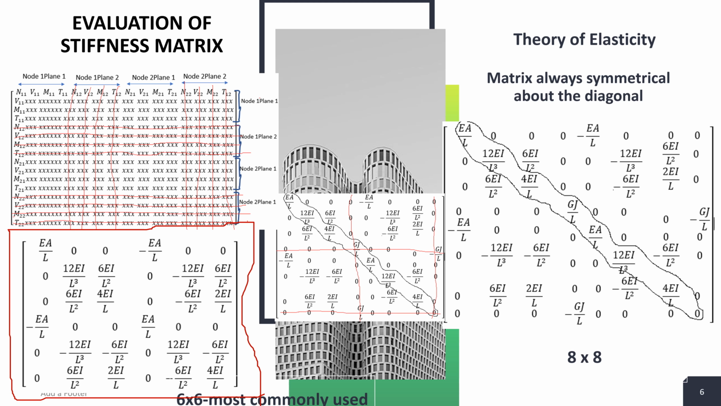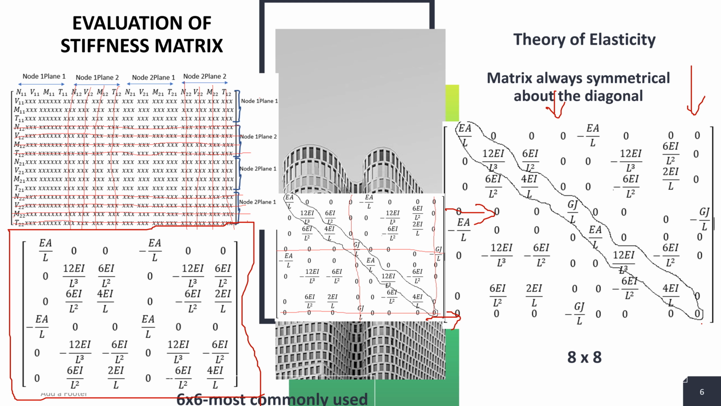I said if you wanted to include torsion, so this is one for torsion, you can see one for torsion, a column for torsion there, and a row for torsion there, another row for torsion, and this increases the matrix from 6 by 6 to 8 by 8.